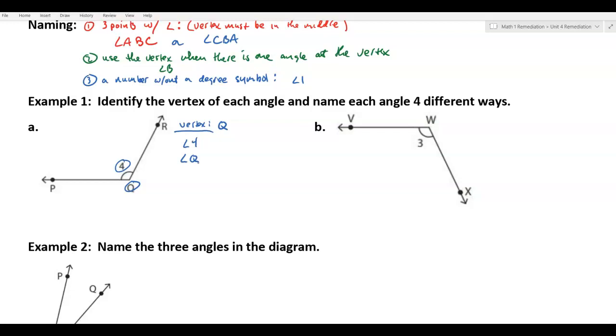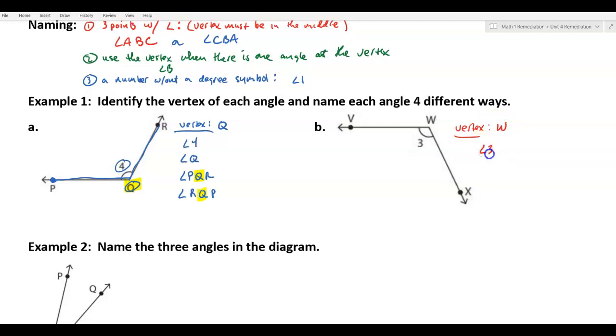If I had to use 3 points, I would name it angle P, Q, R. If I trace it, remember, I trace it P to Q to R. Or I can name it angle RQP. But again, notice the vertex is in the middle. So the next one, the vertex for the next example, if you want to pause the video and come back and check your answer, that'd be great. So the vertex of this would be W.